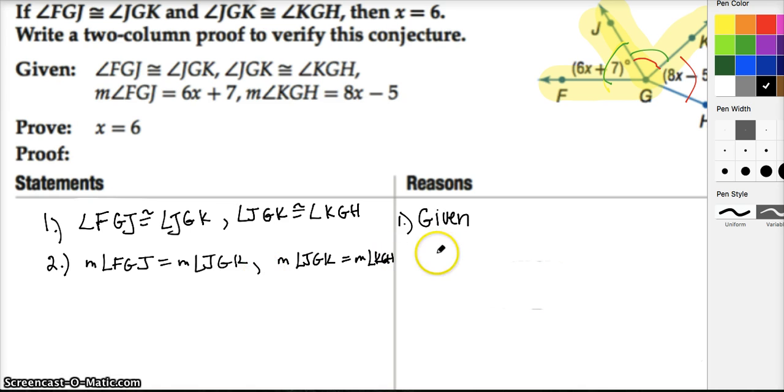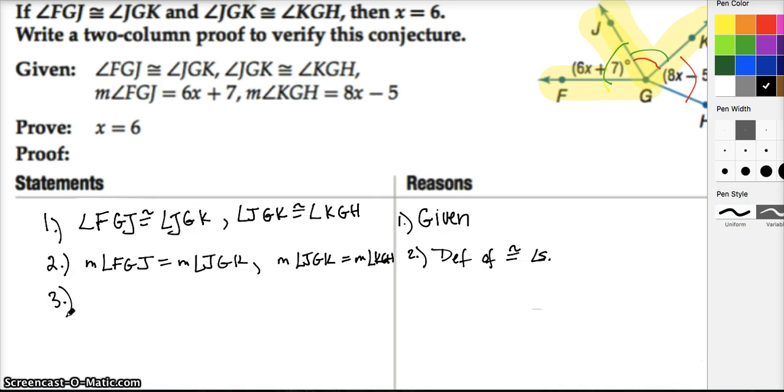And that is given by, now this might be a long time ago, the definition of congruence, of being congruent. The definition of congruent is having the same measure. So the definition of congruent angles is what I'm talking about. Check out my little cool abbreviations. It might come in handy later on for you.